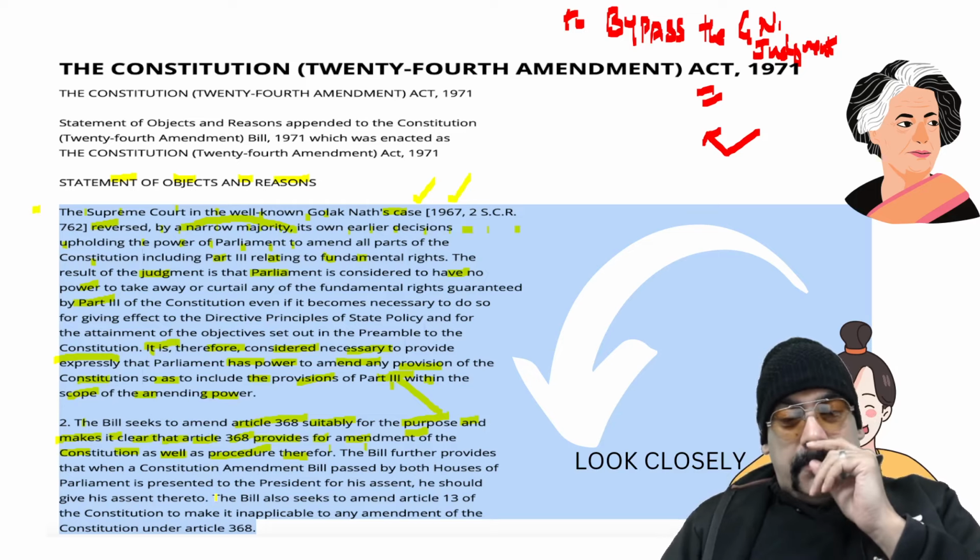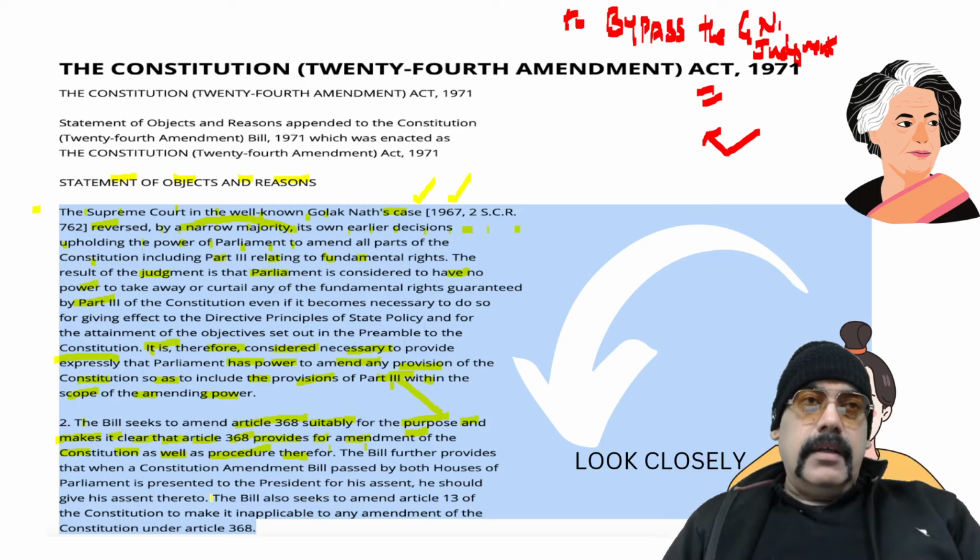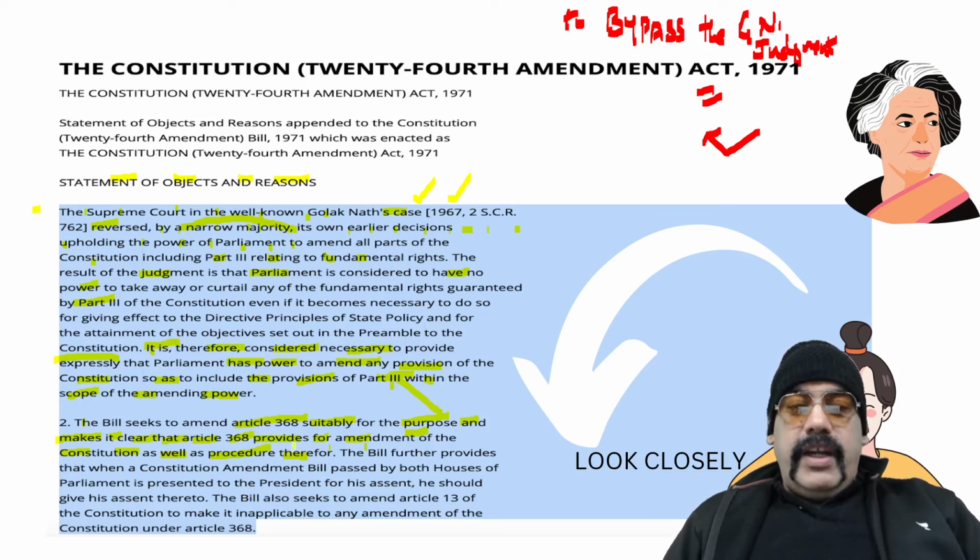So this was the first part. And last but not least, it also provided that from now onwards, the President cannot utilize Article 111, the so-called veto power, in case of a constitutional amendment bill. Let's repeat that. It says the bill further provides that when a constitution amendment bill passed by both Houses of Parliament is presented to the President for his assent, he should give his assent thereto. Look closely, it says he should give his assent. In other words, there is no way the President can stop Parliament from passing a constitutional amendment bill.